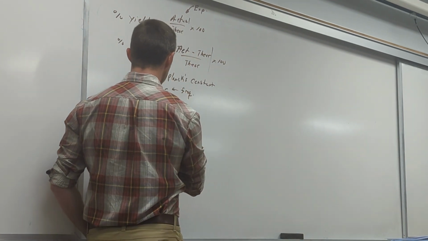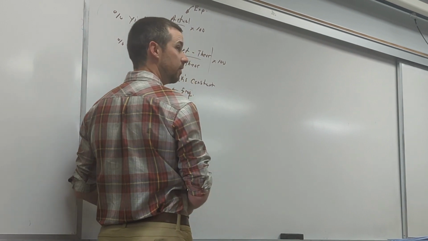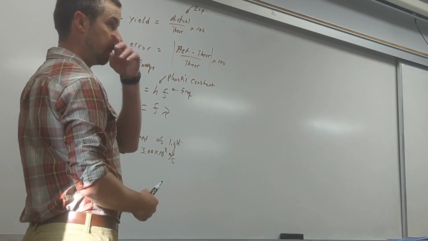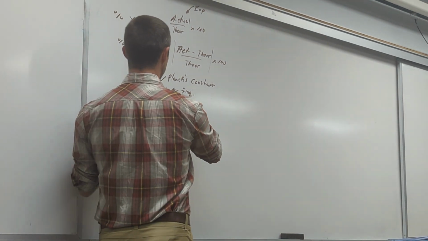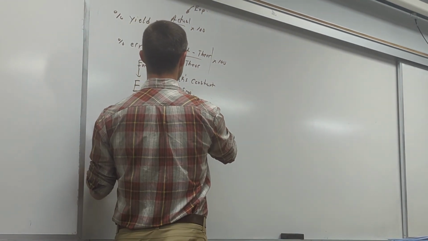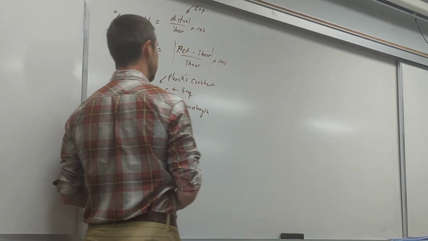Speed of light is 3.00 times 10 to the 8th meters per second in a vacuum. So memorize the speed of light, 3 to the 8th. And this Greek letter lambda is wavelength. Okay, let me give you a second.